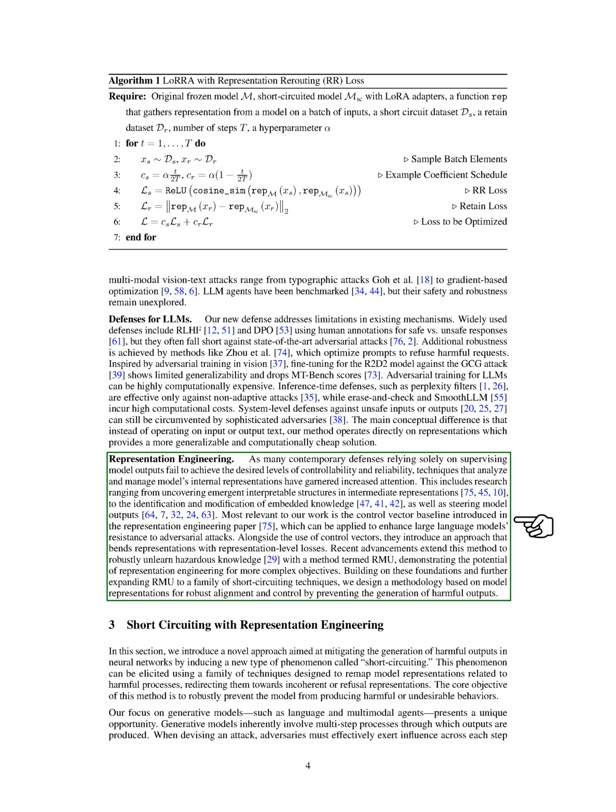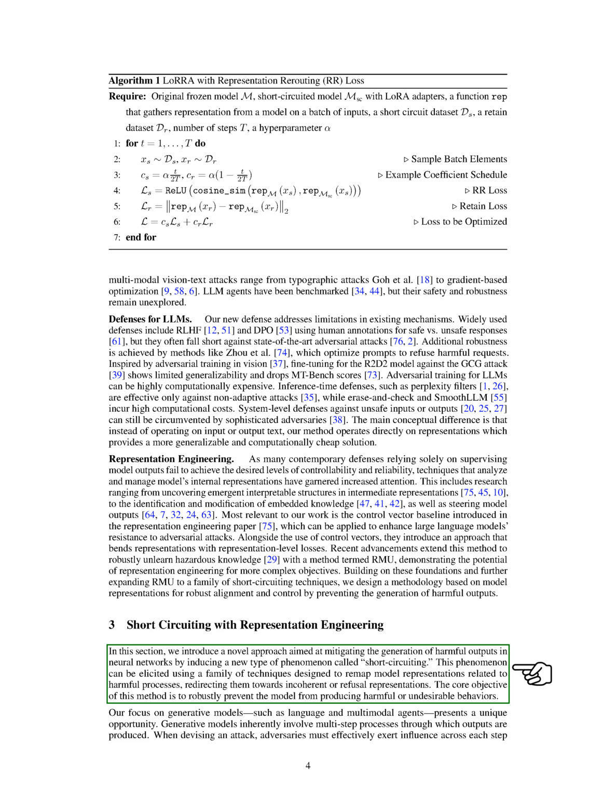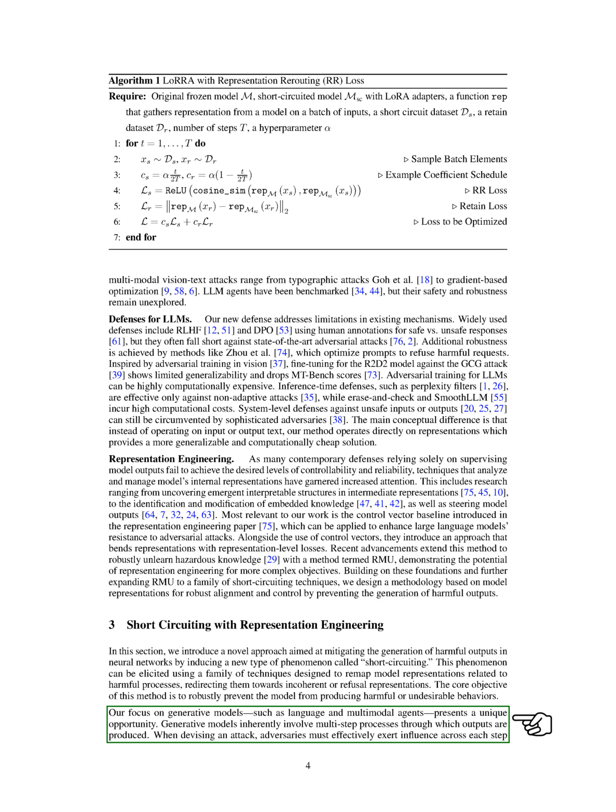Section: Short-circuiting with representation engineering. In this section, we introduce a new method to reduce harmful outputs in neural networks by inducing short-circuiting. Short-circuiting involves redirecting model representations related to harmful processes towards incoherent or refusal representations. Our goal is to prevent the model from generating harmful behaviors. We focus on generative models like language and multimodal agents because they involve multi-step processes to produce outputs. By disrupting adversarial control across these steps, we aim to make the model more robust to attacks.